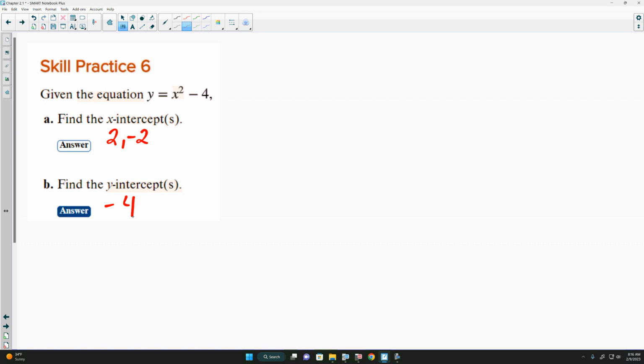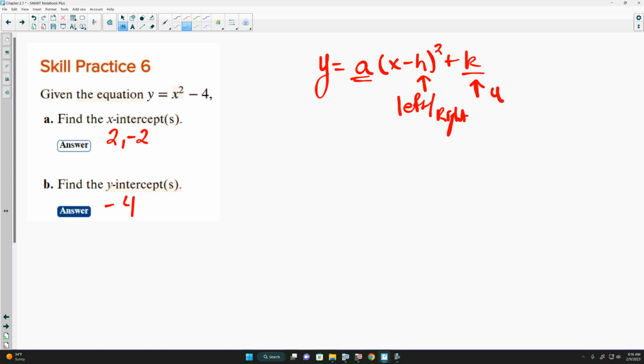Now, this makes sense, especially with the last two, because our general function for quadratics, the parent function of quadratics is this here. Now, the reason I bring this up, and we'll deal more with this later, is I'm not going to focus so much on A at this point, but H and K. H is left and right. K is up and down.